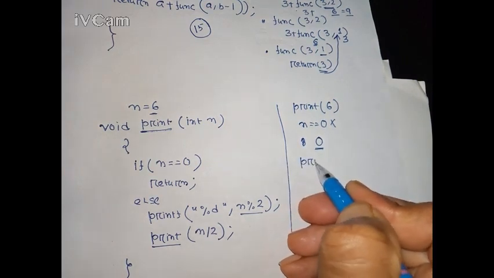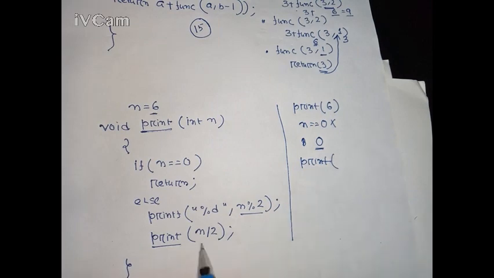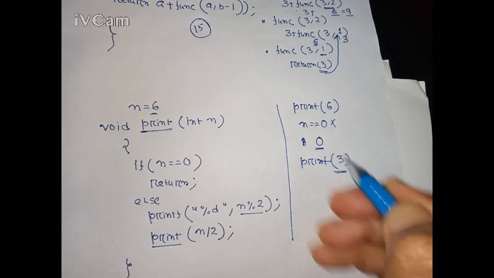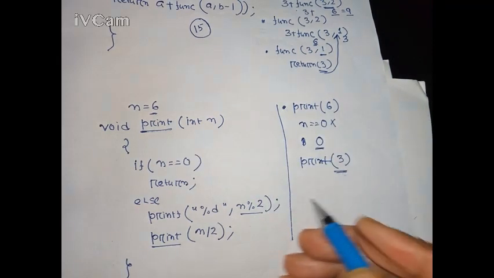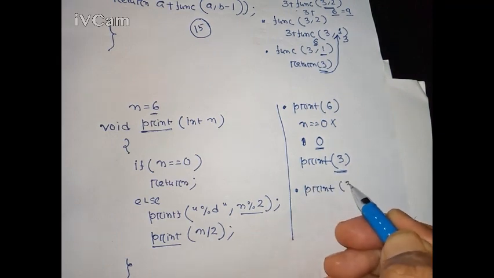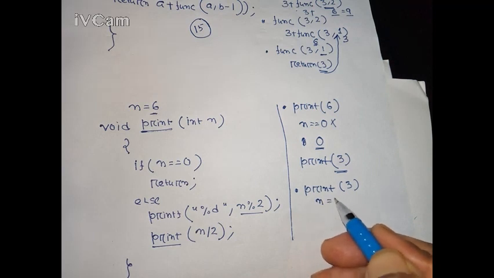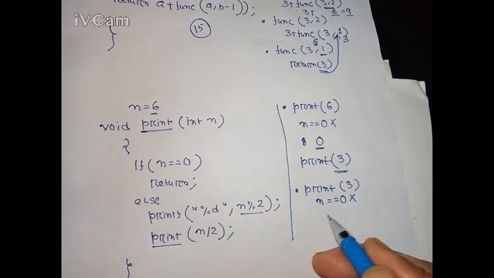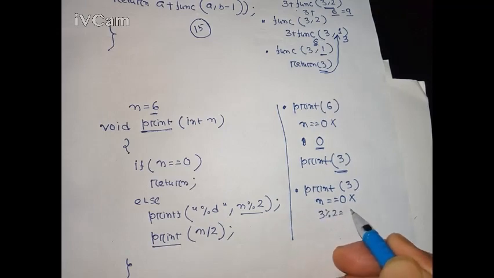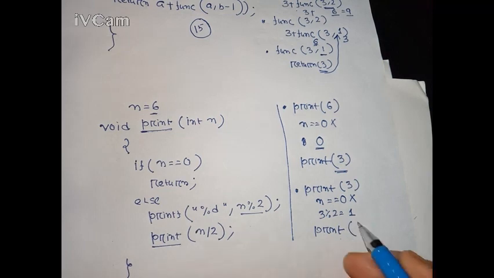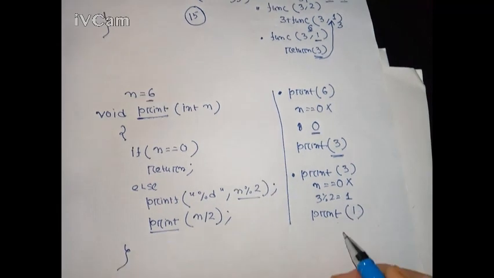Now in the print function, what is the value? That is n divided by 2, that means 6 divided by 2, which is 3. Now we don't know the value of print 3, so it calls the print function again to find it. So now it checks n equal to 0, again the answer is no. It comes to the else part, and n modulus 2, that is 3 modulus 2, which is 1, and again it will call the print function with 3 divided by 2, that is 1.